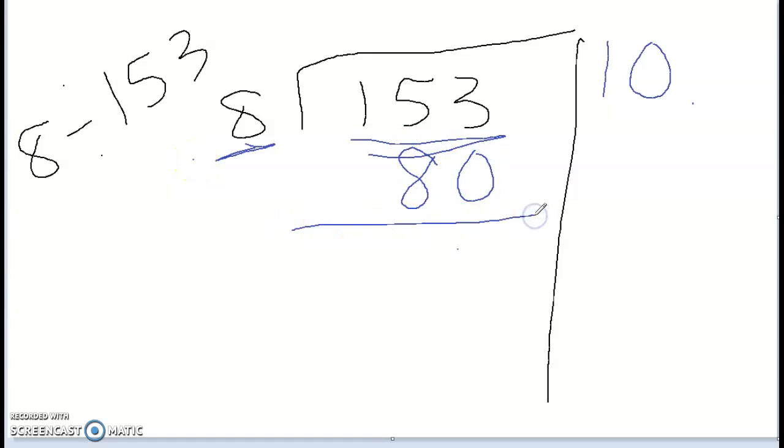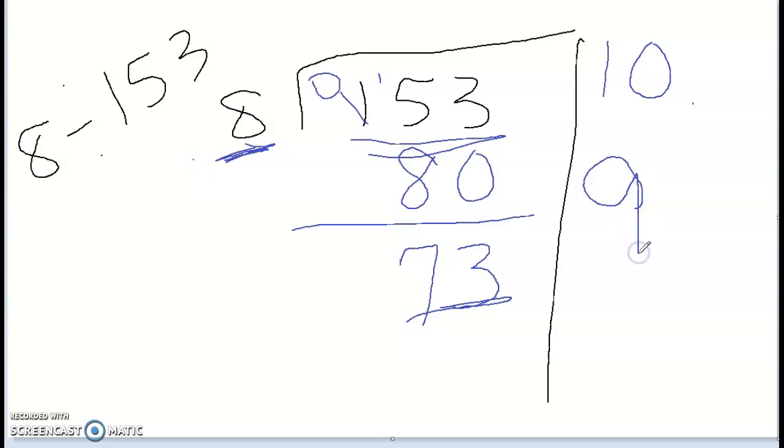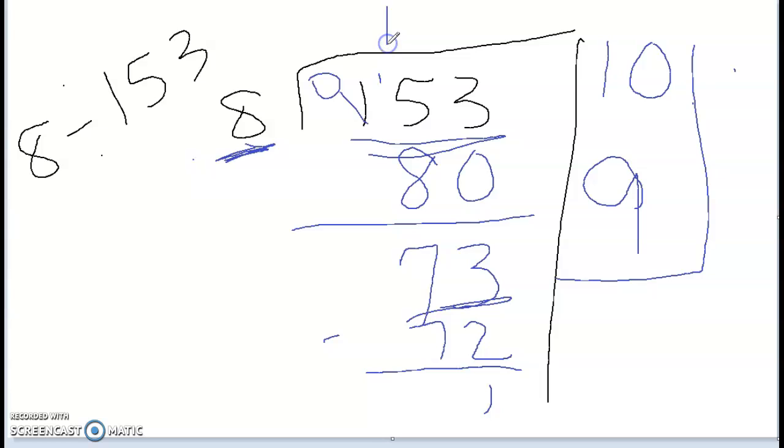So let's subtract from there and see what we're coming up with. We have 73. How many times does 8 go into 73? Well, 9 times. So let's subtract that, and we have 1. So our answer is 19 remainder of 1. And that's how we do the different algorithms.